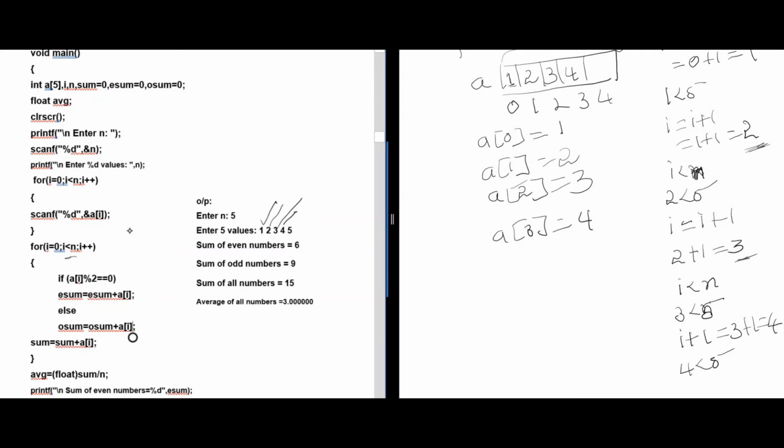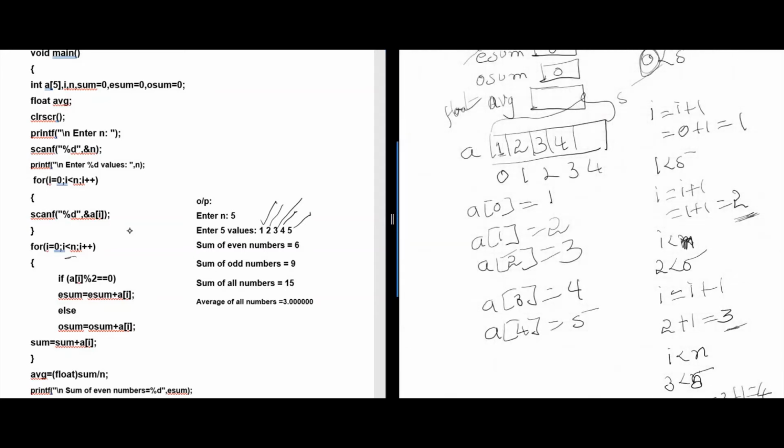This condition is being checked. Is I less than n? That is 4 less than 5? Yes. Then again perform scanf function. So a of 4. Now which is the next value left? That is fifth value. 5. So 5 is being stored in a of 4. So it will get stored here.